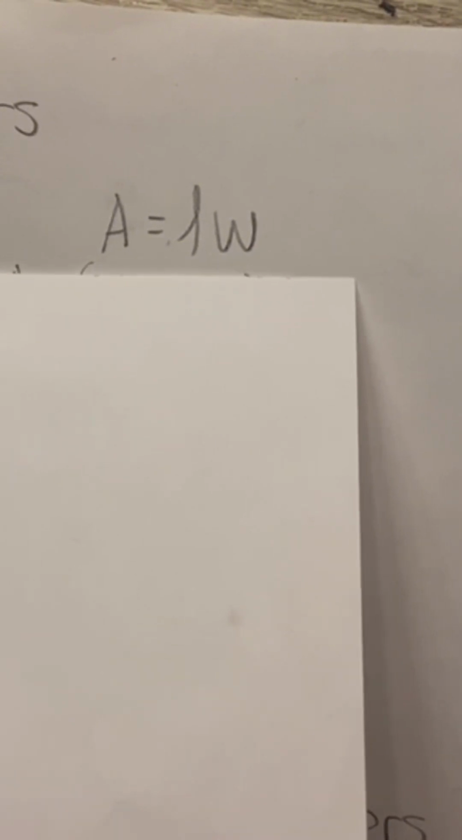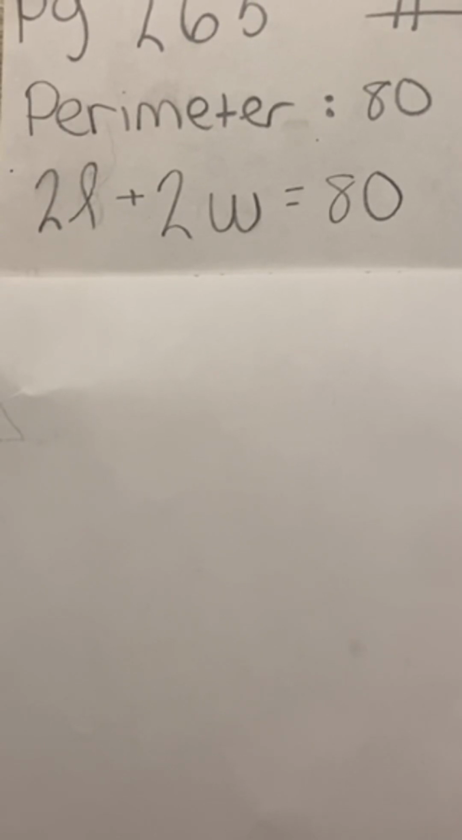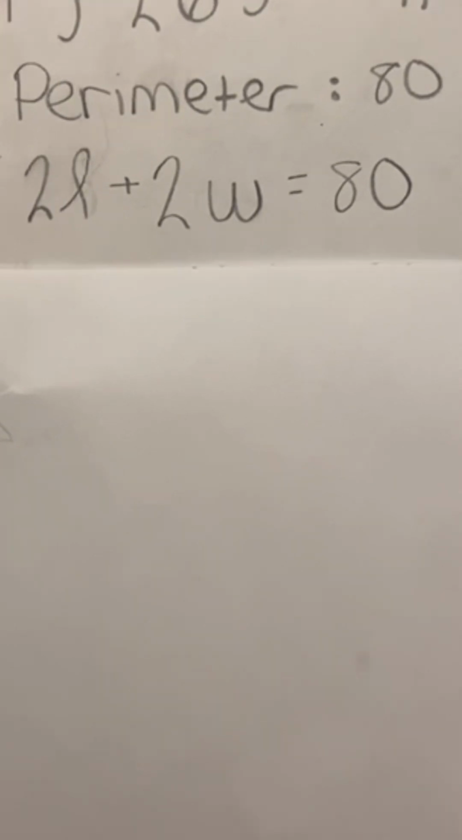Today we're going to be solving problem number 9 on page 265, the perimeter of 80 meters. This is an optimization problem, so we're going to need to find two equations, a primary and a secondary. Since we were given the perimeter, our primary equation is going to be area. As shown right here, area equals length times width, so this is our primary equation. A secondary equation must equal the total, so we're using the equation for perimeter, which is 2 length plus 2 width equals 80. Now we're going to solve for one of our sides, and I chose length.